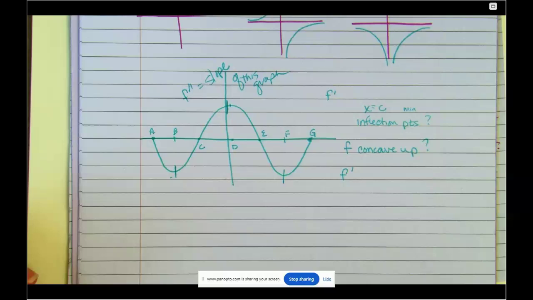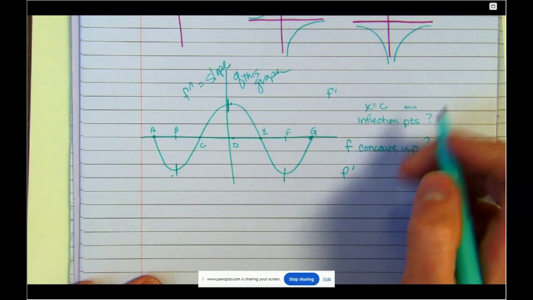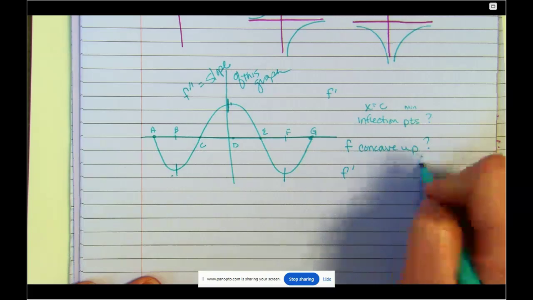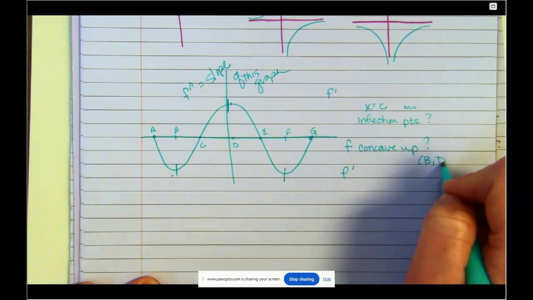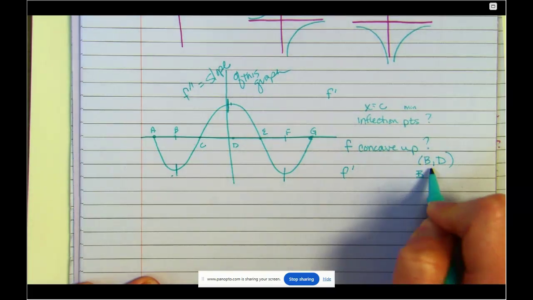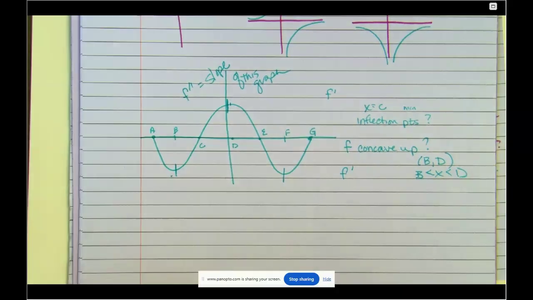Alex, how would you write that? You could do the interval from B to D like that, or you could do B is less than x is less than D. You can't go B line B.